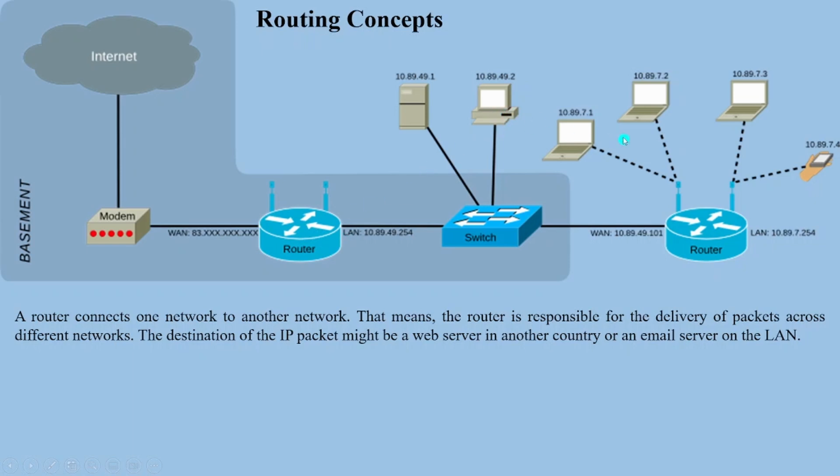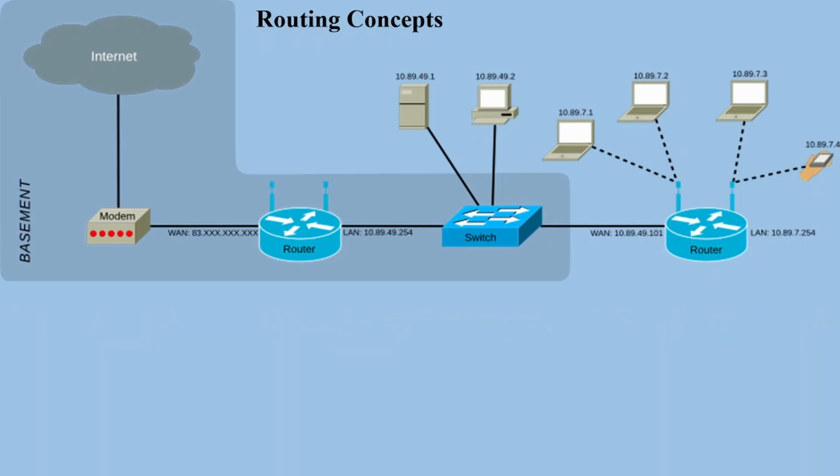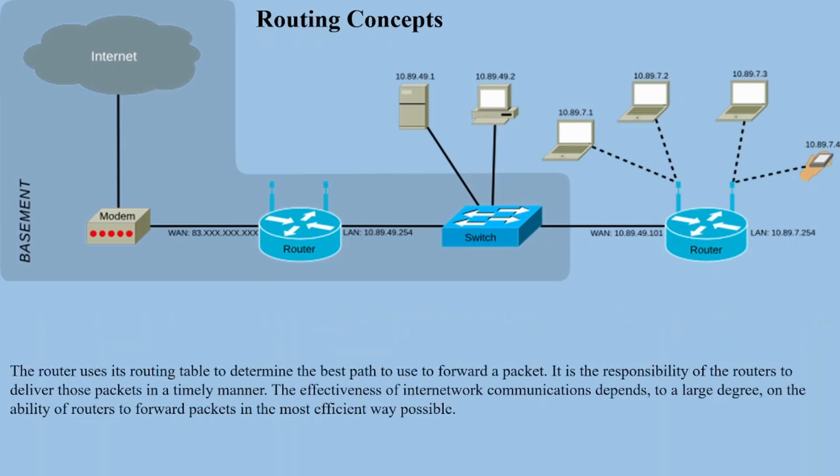That means the router is responsible for the delivery of packets across different networks, right? The destination of the IP packet might be a web server in another country or an email server on the LAN. The router uses its routing table to determine the best path to use to forward a packet. It is the responsibility of the routers to deliver those packets in a timely manner. The effectiveness of inter-network communications depends to a large degree on the ability of routers to forward packets in the most efficient way possible.